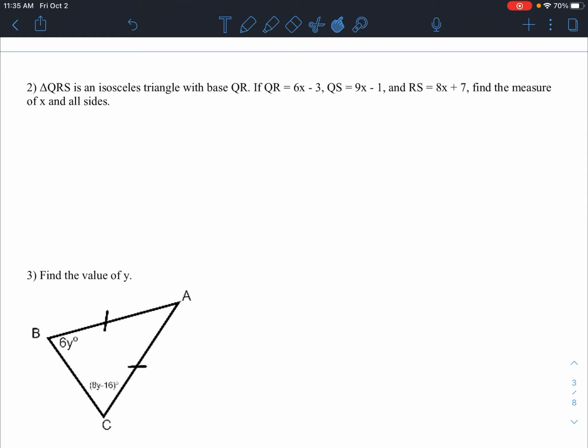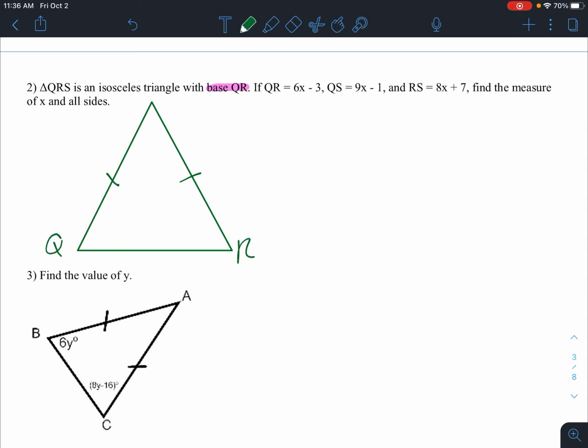Next question says QRS is isosceles with base QR. That's important. So let's draw our triangle. Try to draw it so it's isosceles. And the base is QR. So let's mark up two sides congruent. QR would then be down here, which makes S the vertex angle. QR is 6x minus 3, QS is 9x minus 1, and RS is 8x plus 7. Ignore this for now. It doesn't mean anything yet, because we know these two sides must be equal.